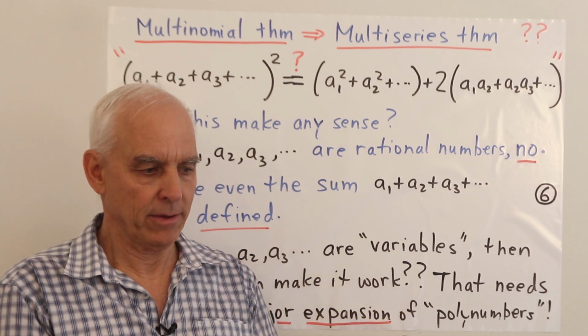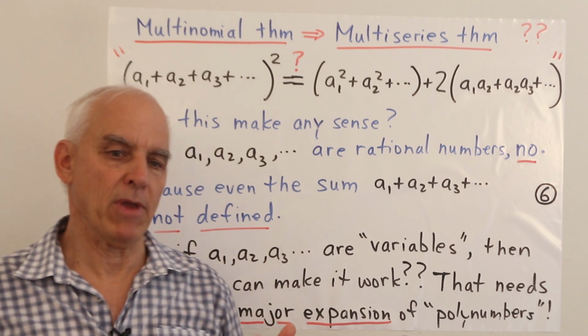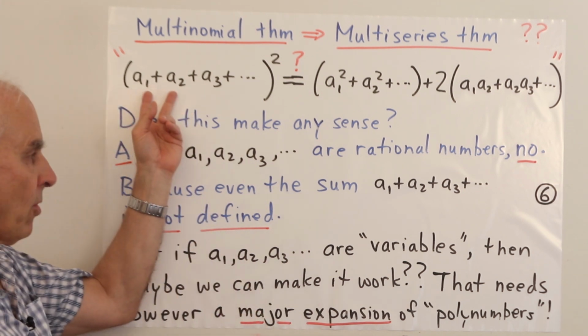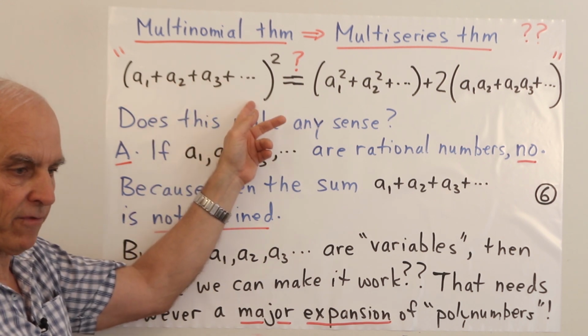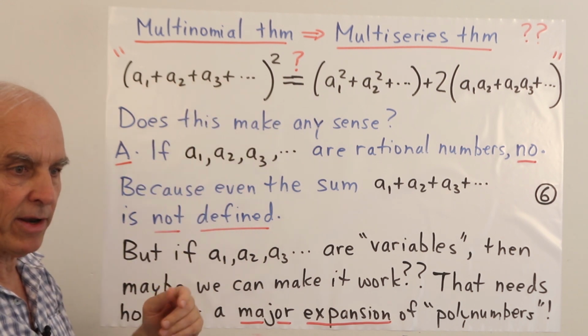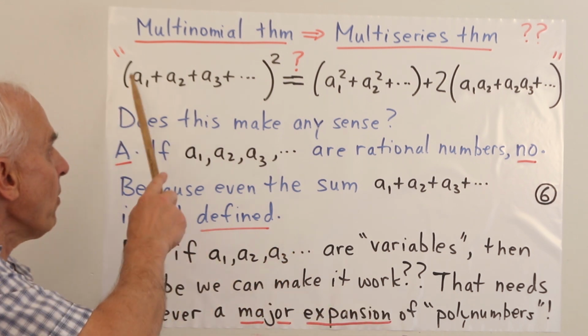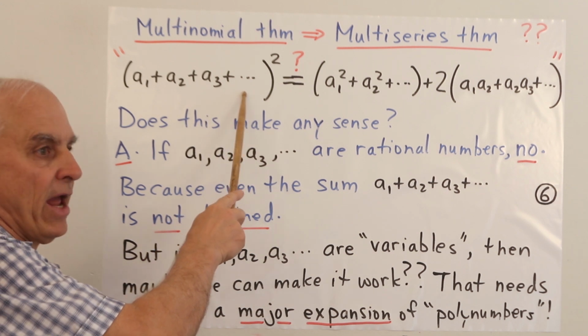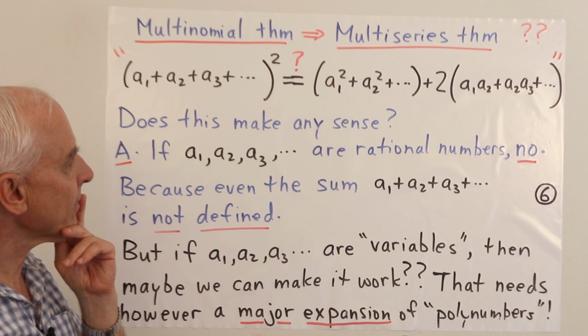What would that mean? Well, can we consider a power of a sum like this where there's not 2 or 3 or 4 or 5, not a finite number of constituents in the sum, but an infinite number, like a sum that keeps on going? So a1 plus a2 plus a3 plus and so on. Well, let's think about that.